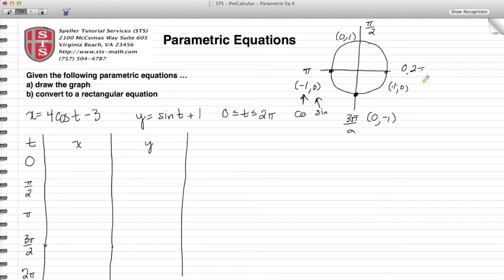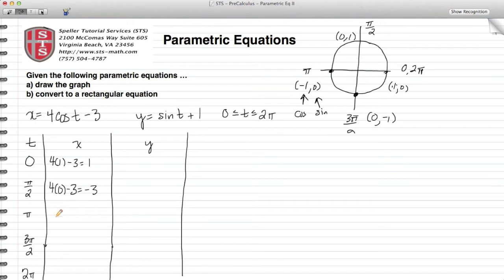So we're going to start off with just a basic substitution. When t is 0, the cosine of 0 we know is 1. So we're left with 4 times 1, and we subtract 3 from that. So 4 minus 3 gives us a positive 1. I'm going to work on just the x values to start, and then I'll go to the y values. The cosine of pi over 2: we take the x value, which is 0. So we're left with 4 times 0 minus 3, which evaluates down to negative 3.